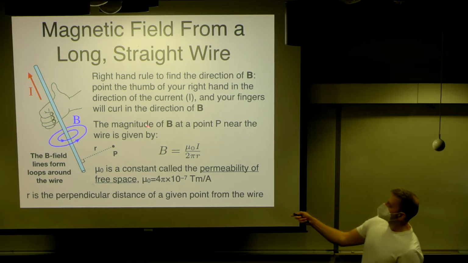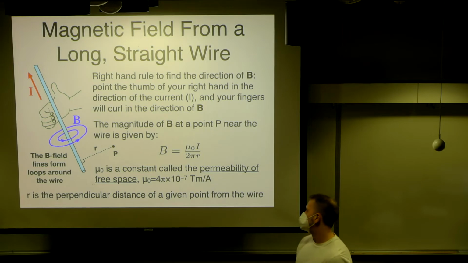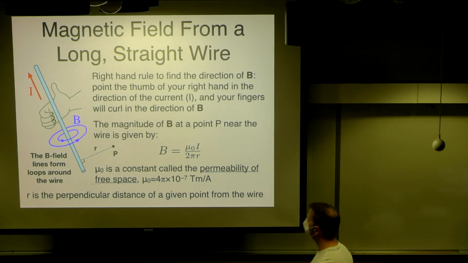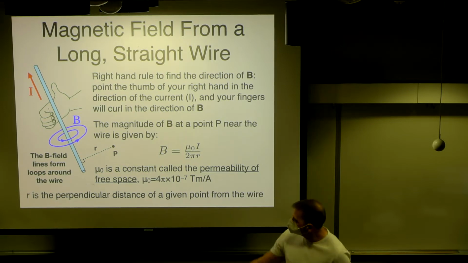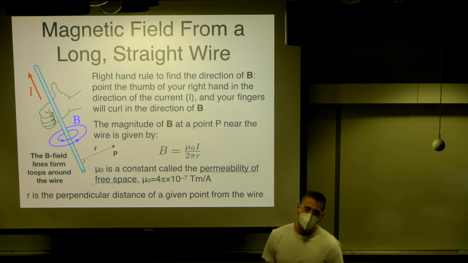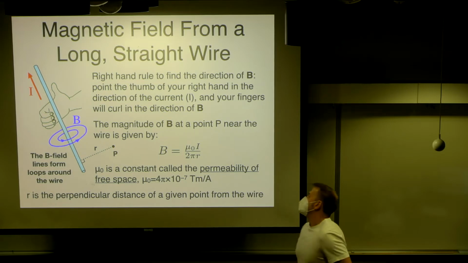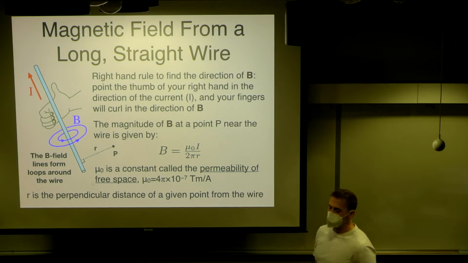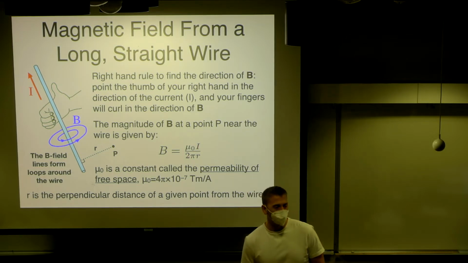What about the magnitude? Well, for the magnitude, I'll give you the formula, which we'll understand how to derive later. The magnitude of B at some point nearby the wire, so we'll call this point P, that's where we're calculating the field, is given by mu naught times I divided by 2 pi r. Okay, let's understand all those variables.